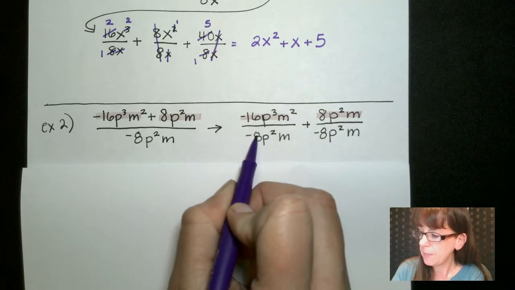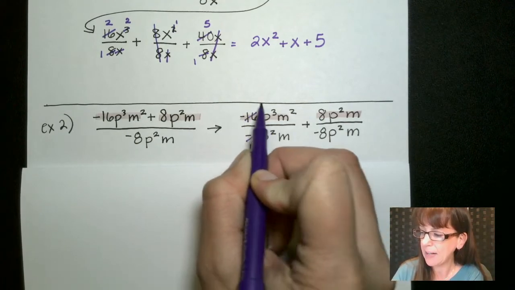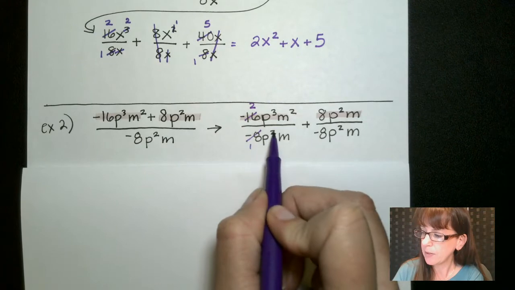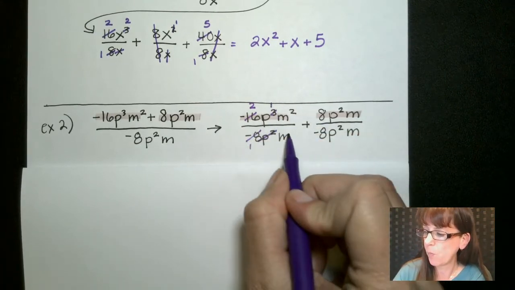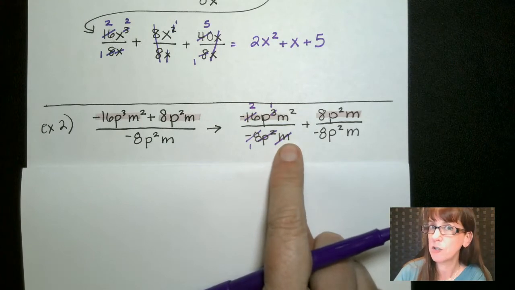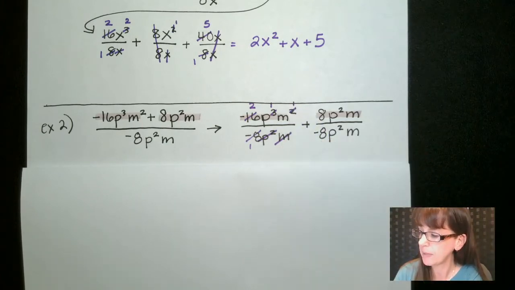So divide by -8, I get 1. Divide by -8, I get 2. Get rid of these 2 p's here. That leaves me with 1 p here. Get rid of 1 m. Remember, if there's no exponent shown, it's a 1. That leaves me with 1 m here.